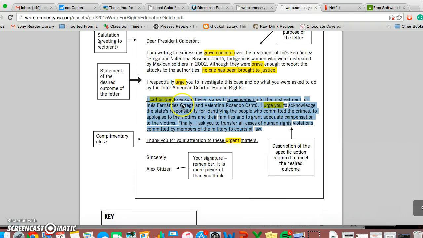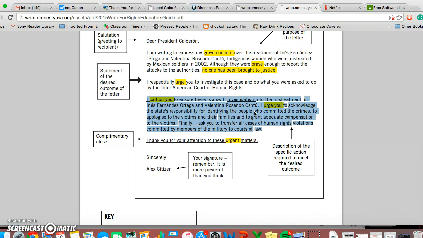So let's read what this person wrote in their letter. "I call on you to ensure there is a swift investigation of the mistreatment of Inez Fernandez Ortega and Valencia Rosenda Cantu. I urge you to acknowledge the state's responsibility for identifying the people who committed the crimes, to apologize to the victims and their families, and to grant adequate compensation to the victims. And then finally, I ask you to transfer all these human rights violations committed by members of the military to courts of law." So it's very quick.